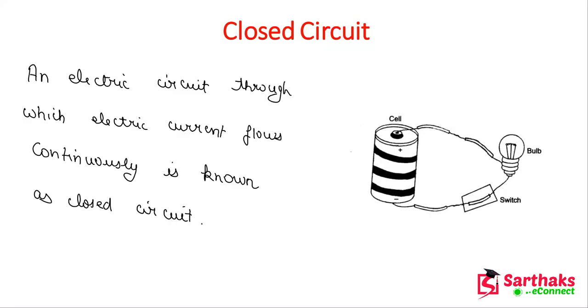So here if you can see in the diagram, a cell is connected to a bulb and the switch. The switch is not open, and this is a diagram of a closed electric circuit. The current is flowing continuously here. No breakage is in the wire, and the switch is on too. So the current will flow continuously.